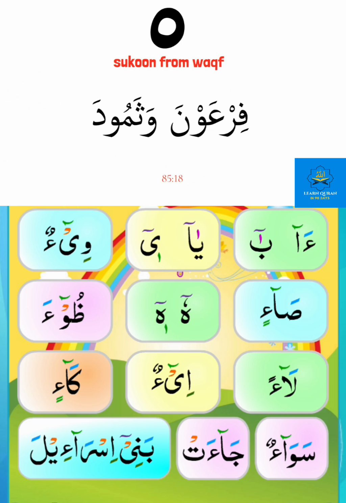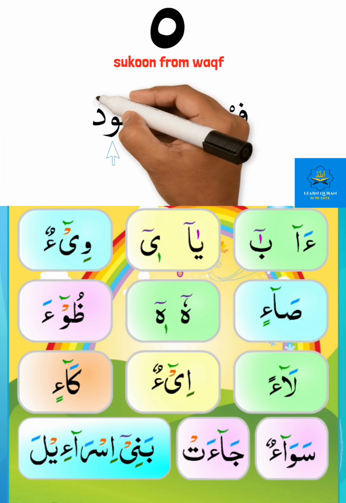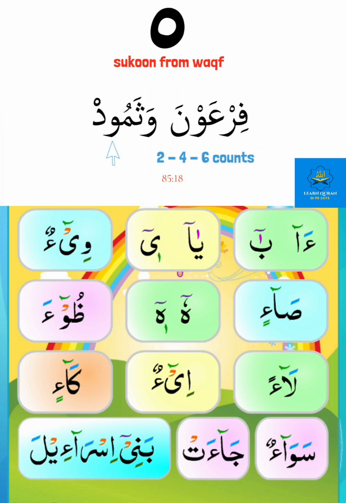Another example, we see a long vowel. When we come to a stop, we change the last vowel to Sukun, as of the rules of waqf. The verse reads, Fir'auna wa Thamud. Or if you want to recite it longer, Fir'auna wa Thamud. Don't forget, after choosing one, we must be consistent with that number.